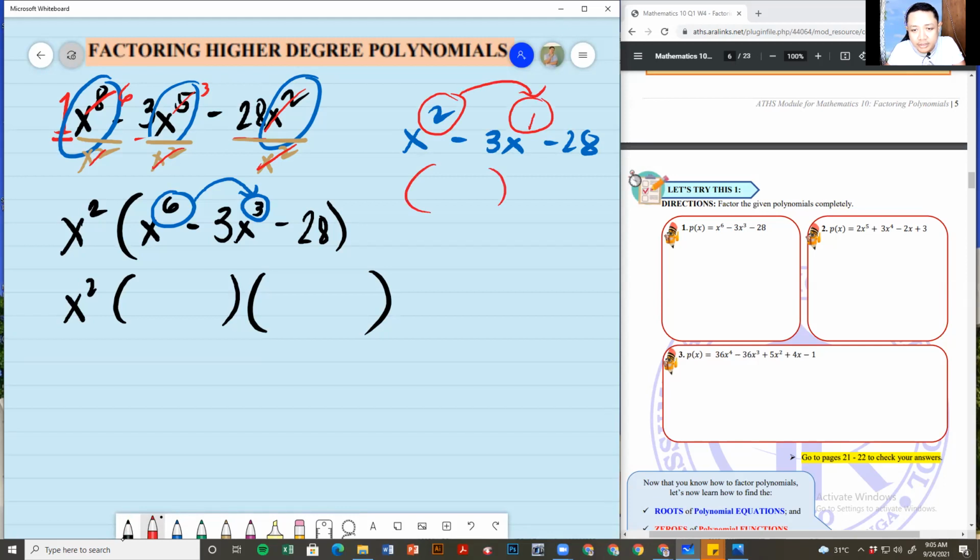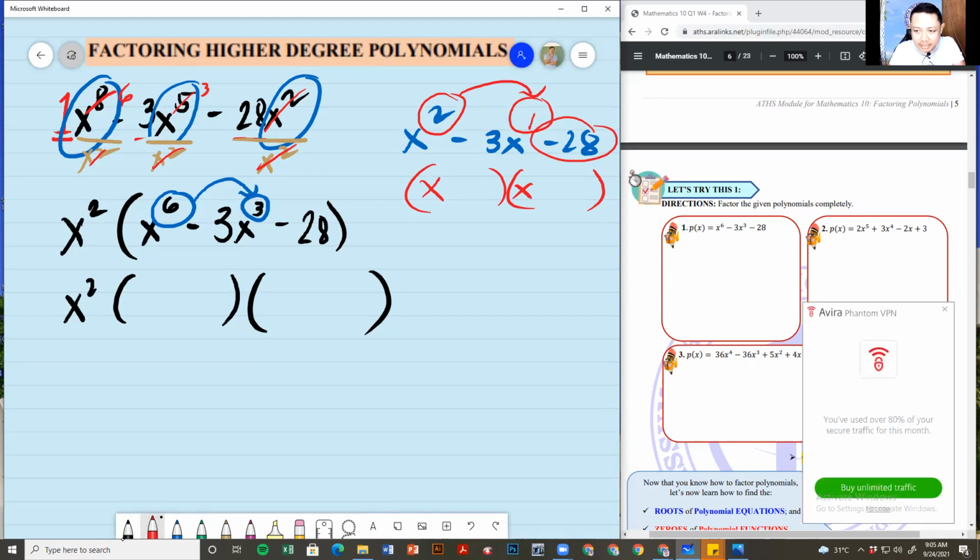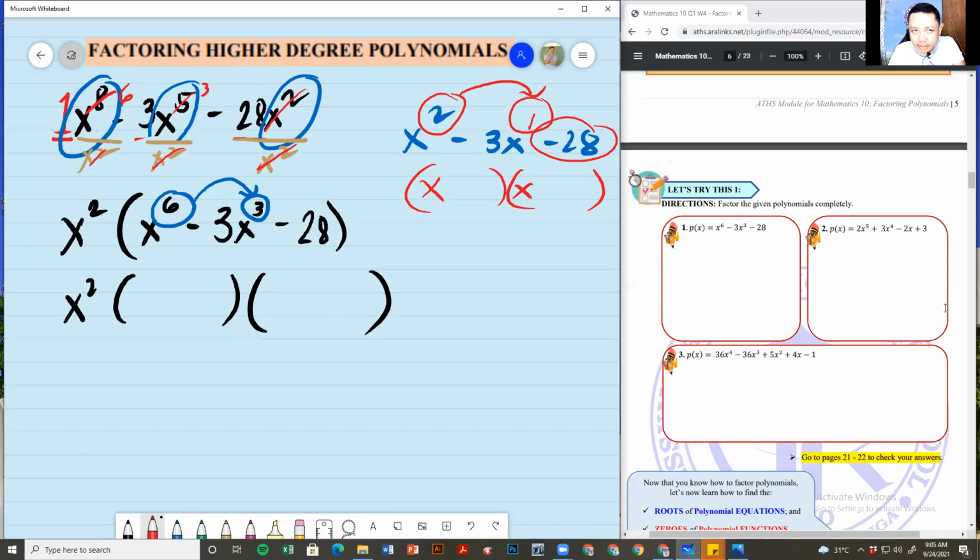And how is this factored? Just recall, factors of x squared, x and x. Factors of 28, wherein when we combine them, it will become 3. Go ahead. What are the factors of 28? 7, 14, 8, 16, 24, 9, 18, 27. What are the factors of 28? Go ahead. Give 2 factors of 28.